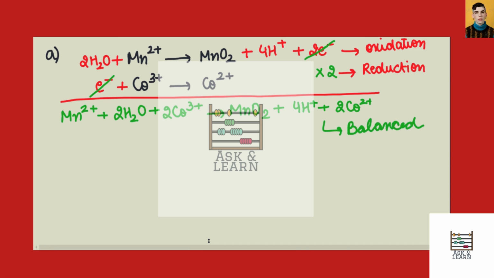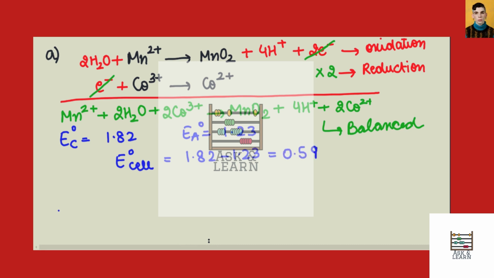And now in the next part, we have been asked to calculate the E naught of the cell. So if you see the appendix D, the reduction takes place at cathode. So our E cathode is 1.82 and our E anode is 1.23. And now to calculate E naught cell, it's E naught cathode minus E naught anode. So 1.82 minus 1.23, which is equal to 0.59.